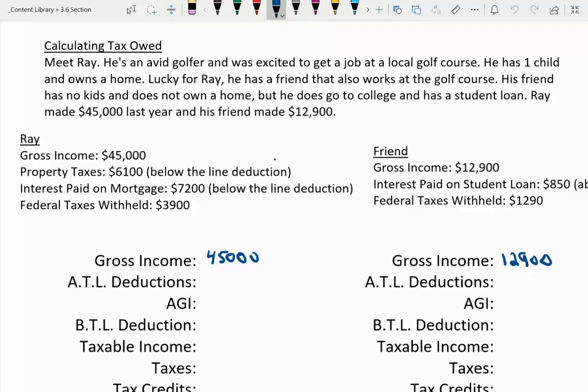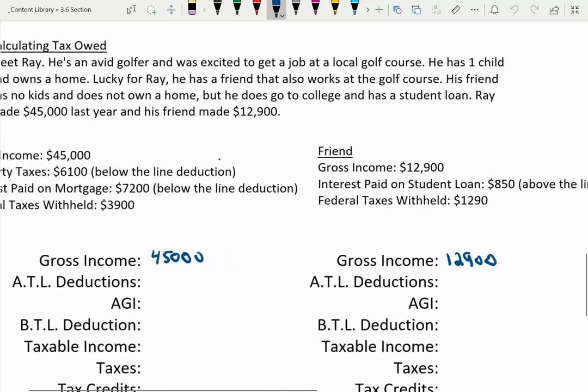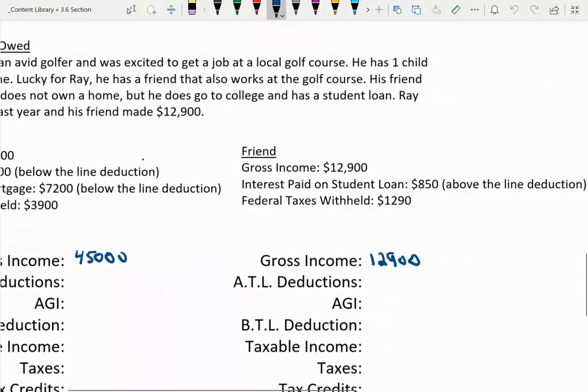So here we go. You've read through the entire paragraph with Ray. You've made note of Ray's gross income and his friend's gross income. You put them down. Now, like I was saying, we need to add their above the line deductions. Now, the only person that has an above the line deduction is his friend.